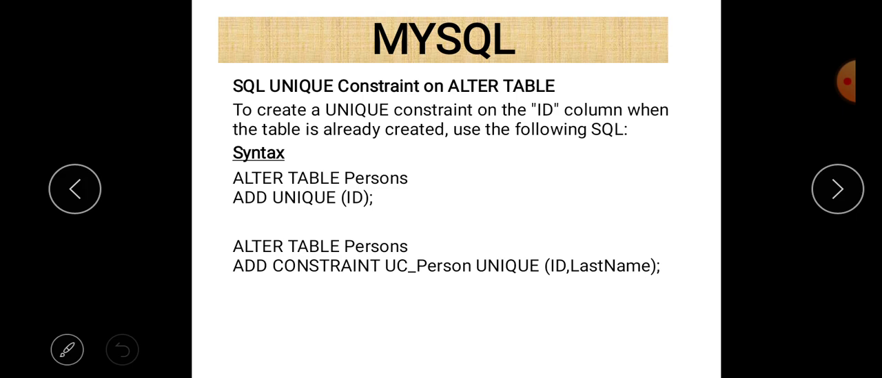Next is the UNIQUE constraint on an ALTER TABLE structure. To create a UNIQUE constraint on the ID column when the table is already created, we must use the following syntax: ALTER TABLE persons ADD UNIQUE, and the name of the column we write in parentheses.